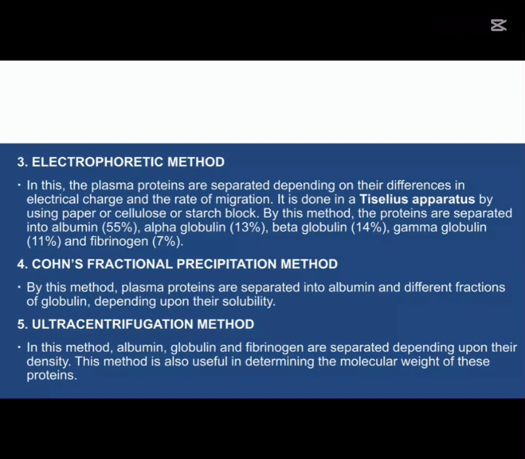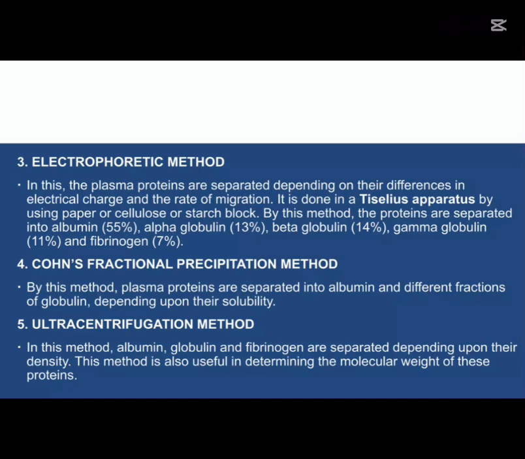The next one is the ultracentrifugation method. In the ultracentrifugation method, you separate the plasma protein by their density. In Cohn's fractional precipitation method, you separate albumin and the fractions of globulin. In the electrophoretic method, you can separate them based on their charges. In the salting out method, you are only concentrating on the serum globulin. While in precipitation method, you can separate albumin from globulin.